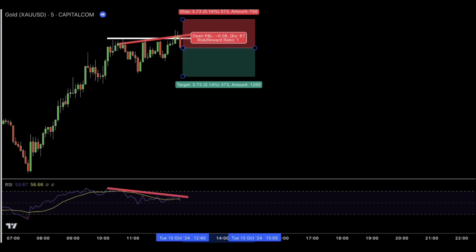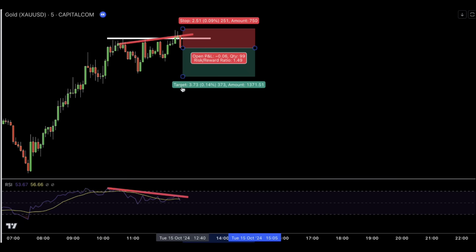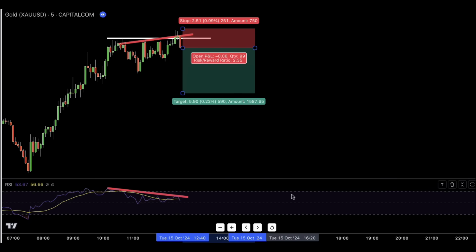Now let's plan the trade. Entry: at the close of the candle that falls back below resistance after the sweep. Stop loss: just above the wick of the candle that broke out. Target: the next support level with at least a 2-to-1 reward to risk ratio.